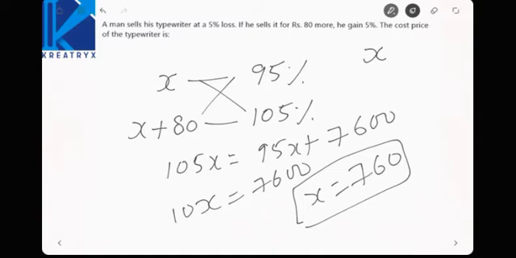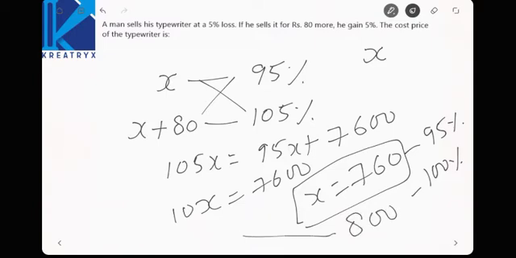You have to find out the cost price. 760 is equal to 95% value. Now what is 100% value? Can you calculate this? Very easy, normal calculation. 760 into 100 divided by 95 will lead you to 800, right? 800 is your cost price.